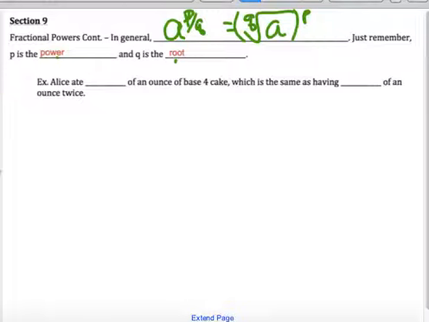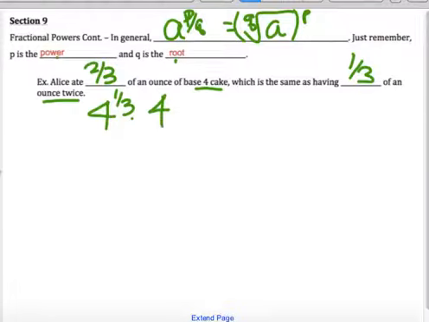So for example here, if Alice has 2/3 of an ounce of base 4 cake, that is the same as Alice having 1/3 twice. Okay? So we know that 4 to the 1/3 times 4 to the 1/3 is the same. We'll use our exponent rule, same base add. It's the same as 4 to the 2/3 because 1/3 plus 1/3 is 2/3.